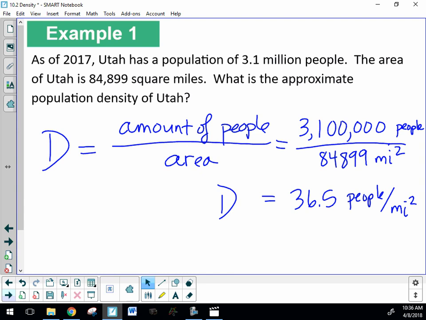With densities, you're always going to have units like this: people per square mile, trees per acre. It's always got that per in it because density is how much per this area. And in the case of population density, it's kind of like an average. So that's saying, if you took all those people in Utah and spread them out thinly, like spreading frosting on a cake, there would only be 36.5 people in each square mile. That's a pretty low population density, especially compared to places like back east. A lot of the western states have lower population densities.